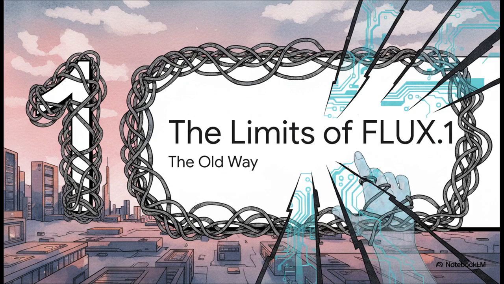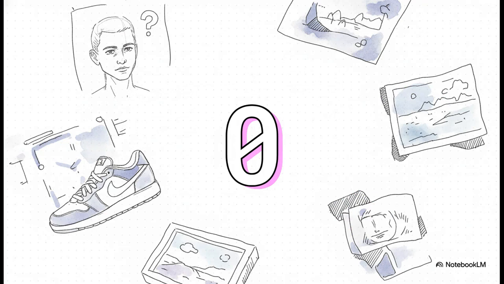See, for all the amazing things FLUX 1 could do with text prompts, it had this one huge blind spot, a real deal breaker for any creative pro who needed serious control. In that blind spot, it all comes down to one single number, 0. Yep, 0. That's how many reference images FLUX 1 could handle on its own, natively. Straight out of the box, it was all text to image.